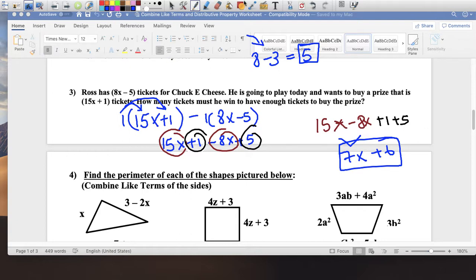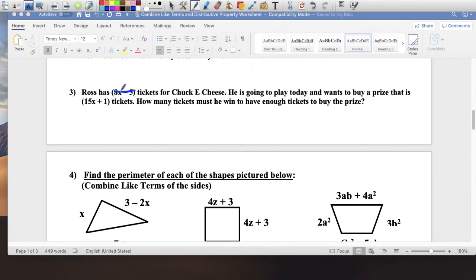Okay, so I guess one thing you can do here is substitute these expressions with numbers. You know, Ron has 2 tickets. The price that he wants costs 10 tickets. How many more tickets would he need? Well, he would need 8 more tickets. And what's the operation here? 10 minus 2. So you can apply that same idea to the expressions. He has this many tickets. He needs to get this many tickets. How many more than he has? It's a subtraction problem.